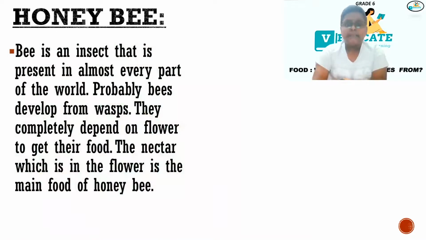Next, honeybee. What is a honeybee? A bee is an insect that is present in almost every part of the world. Probably bees developed from wasps. They completely depend on flowers to get their food. The nectar in the flower is the main food of honeybees. So bees depend on plants, mainly flowering plants.